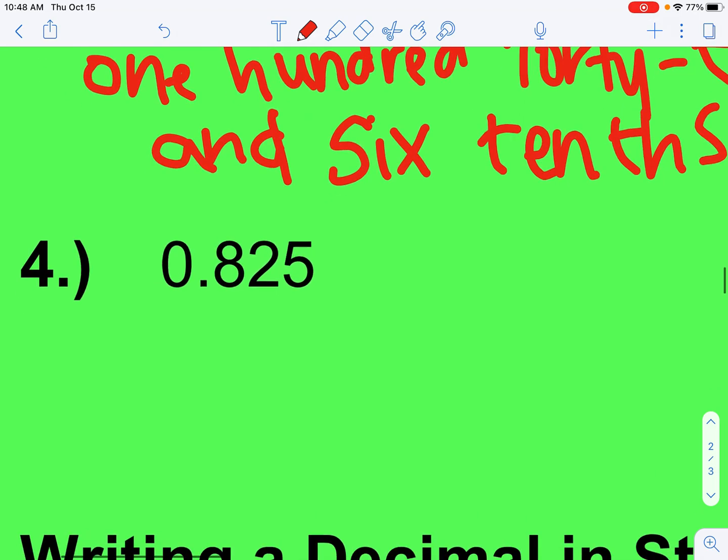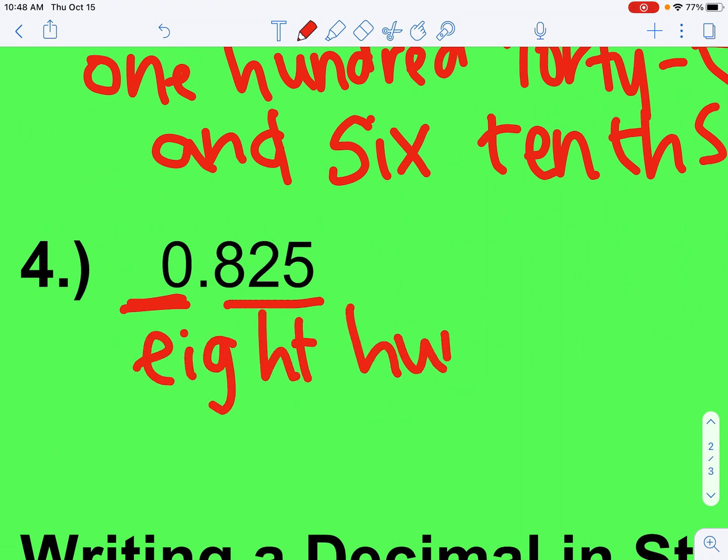All right, and our last one. Ooh, if we notice, I don't have any number before my decimal place. So we don't write anything before our decimal place. We wouldn't write 0 and, we just leave that blank. And now we're just going to write 825 and then figure out what decimal place it is in. So let's get started with that.